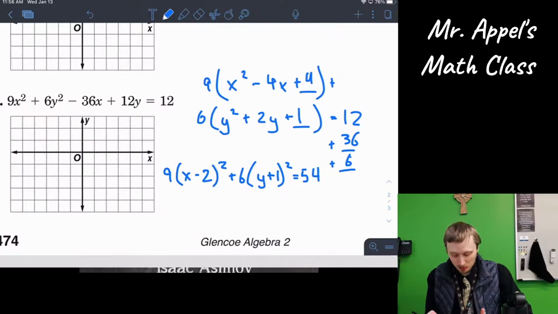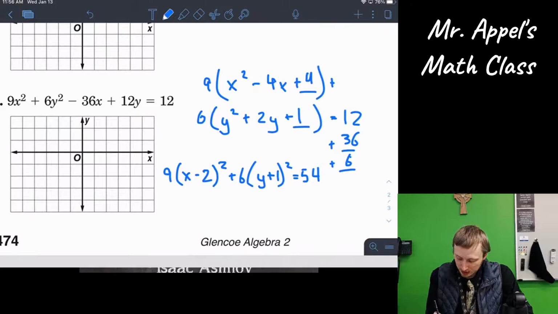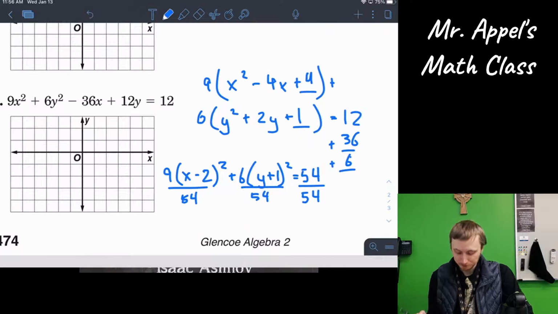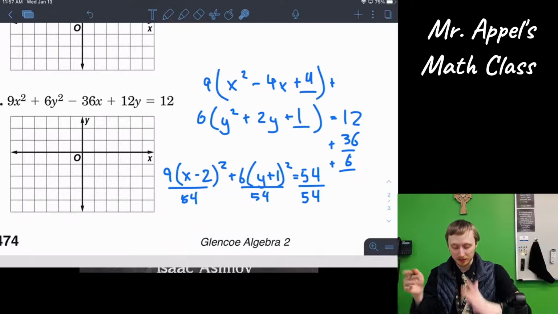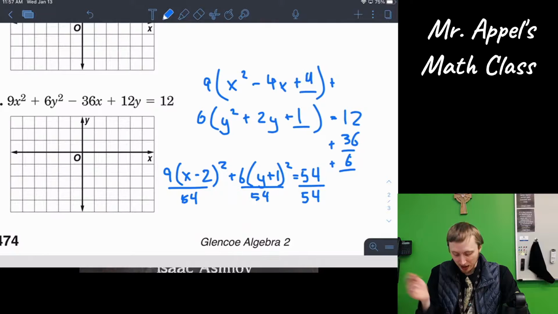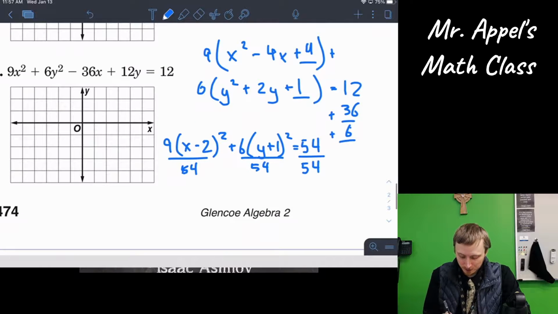Okay, now we have to divide everything by 54. We can't leave any numbers besides 1 over here. That's got to get to 1. So divide this by 54, and divide this by 54. And so those are going to help reduce out these numbers up top, and we'll be left with something in the bottom that'll give us our axes lengths, right? Or the half-axis length. So 54 divided by 9, 6.